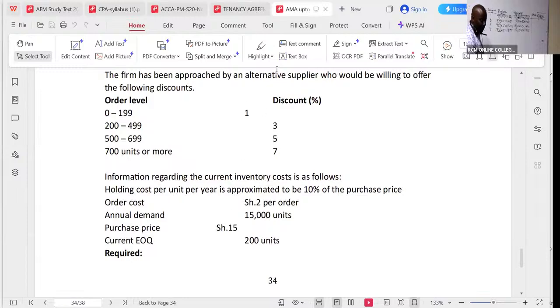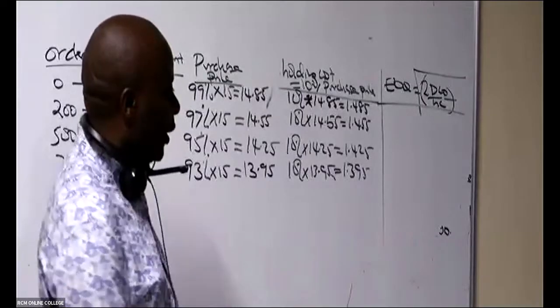Okay. So remember, the annual demand will not keep on changing. Annual demand is normally known in advance and will remain constant. So the annual demand is 15,000.